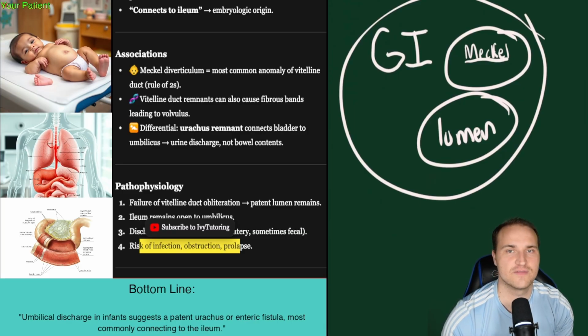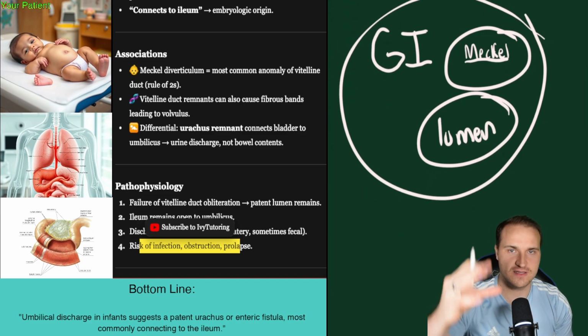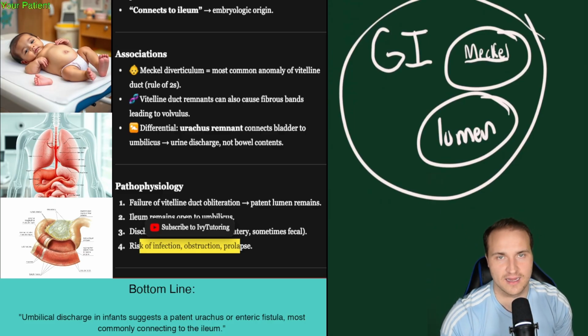So we have an outpouching of the ileum, and it may contain ectopic gastric tissue as well. And the patent Vitelline duct is the complete failure to obliterate. And the umbilical abnormalities would be like the urachal abnormalities with the bladder and the Vitelline abnormalities with the GI.